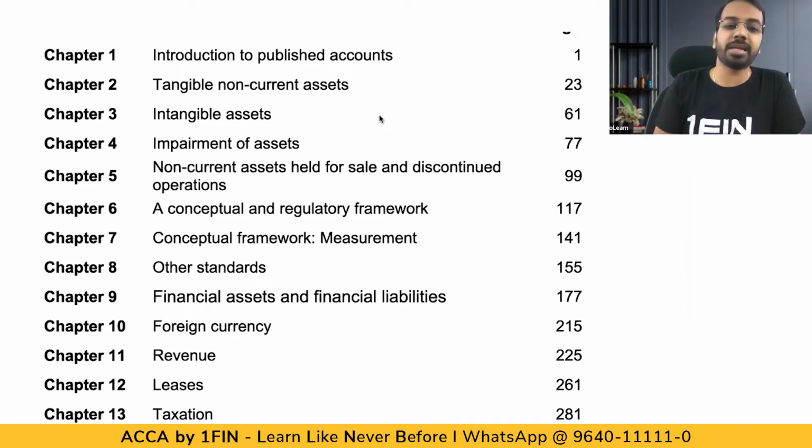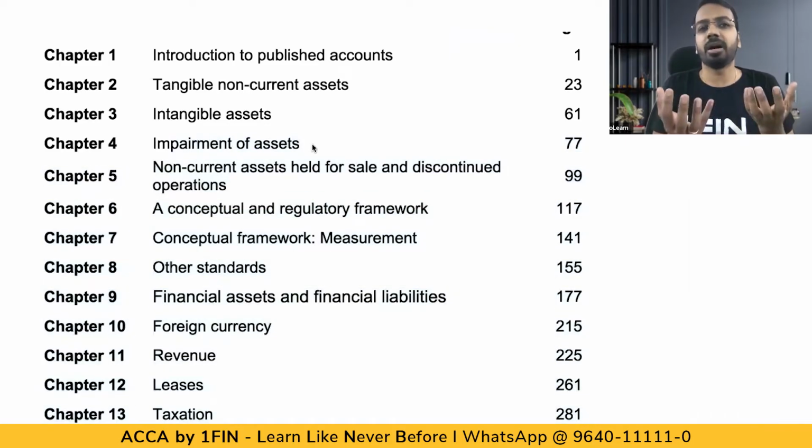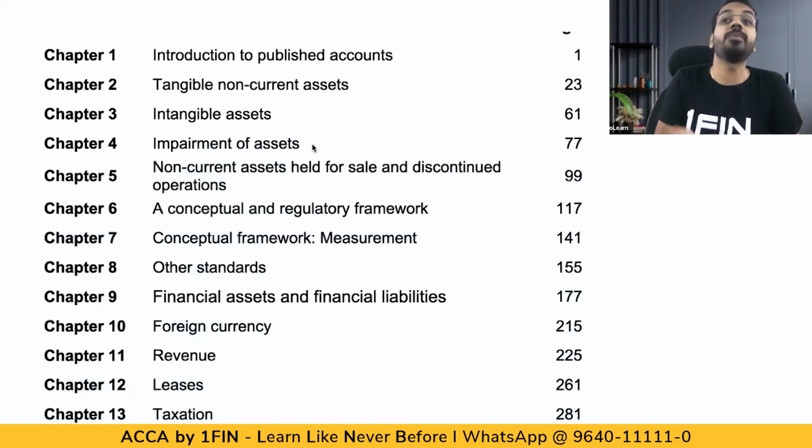Now, what are these intangible assets? These are assets like goodwill, a copyright, a patent. So this intangible assets standard would tell us how we account for, measure, and recognize intangible assets. Then we have something called impairment of assets. Impairment is done when an asset may not be useful or may not be able to generate cash flows for us. At that point of time, how do we make a provision? That is what is covered by impairment of assets.